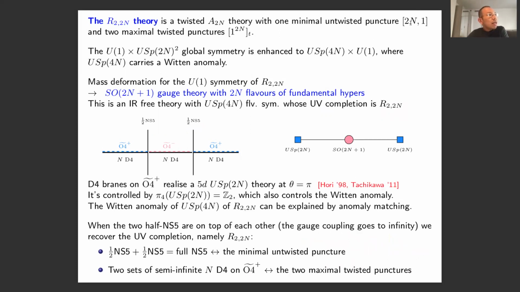So the untwisted puncture, the minimal one, gives rise to a U(1) global symmetry. Usually when you have a puncture, you have a global symmetry associated to it. And the twisted punctures each give a USp(2N) global symmetry. So in this case, if you compose them together, you have a theory with U(1) times USp(2N) squared global symmetry. It turned out that for this theory, you can check by computing the index or the Hilbert series or various quantities. It turned out that it has, yes.